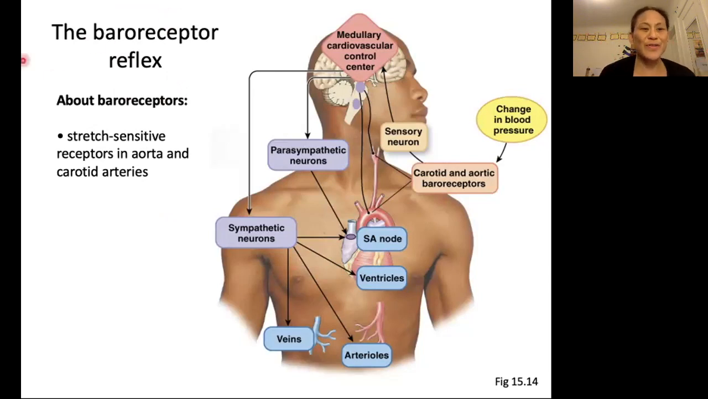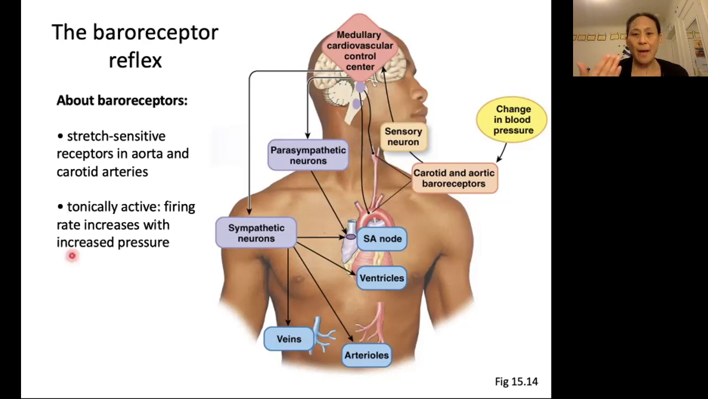It's named after these receptors called baroreceptors, which are located in our aorta and in our carotid artery. The carotid artery is the main branch of the aorta that leads up to the head. We have these baroreceptors in our aorta and our carotid arteries. They are stretch sensitive, so they're constantly monitoring blood pressure.